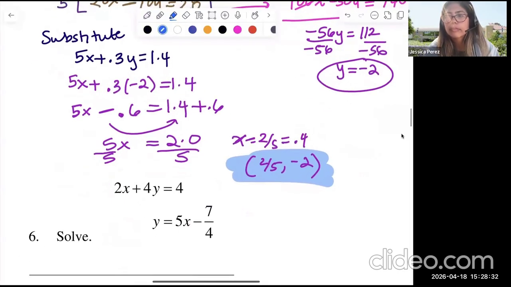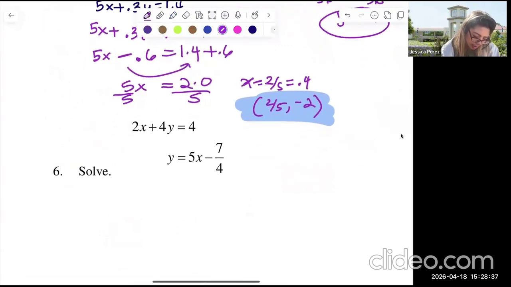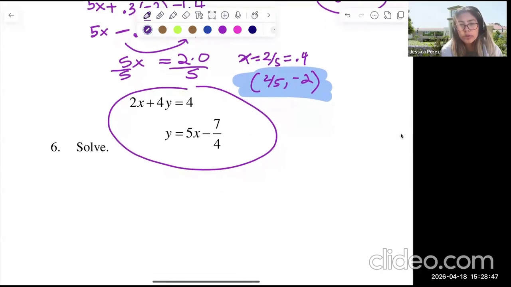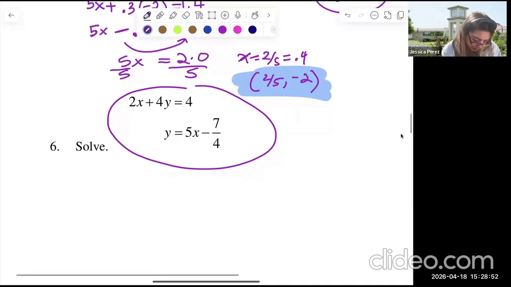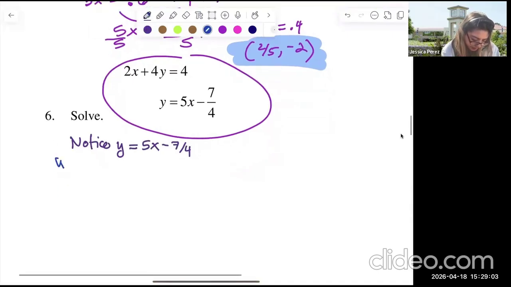Now, for number 6, there's another system of equations, but now I have 2x plus 4y equal 4, and then y equal 5x minus 7 over 4. Now, there's two things you can use. Notice that we have y equals something, 5x minus 7/4. So then we can easily use substitution. And that's what we want to use. We want to use the substitution method.